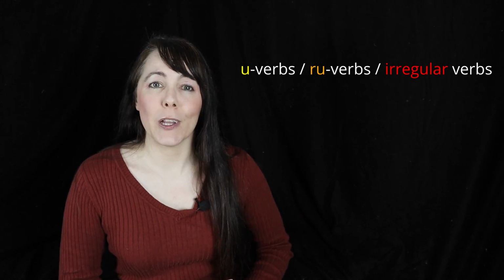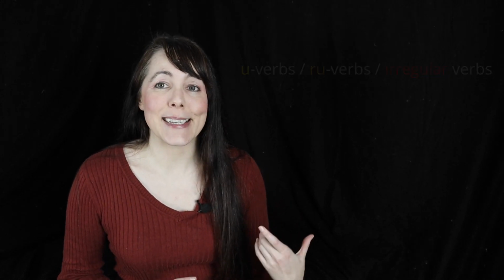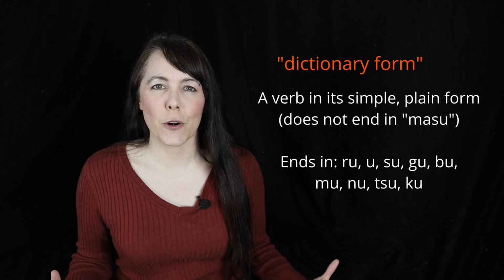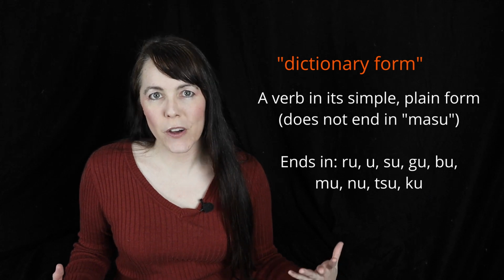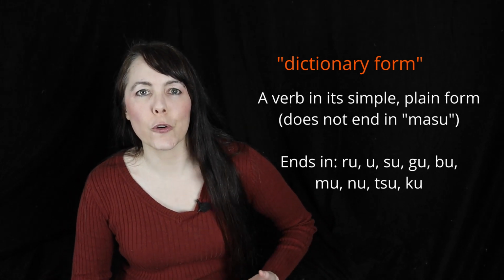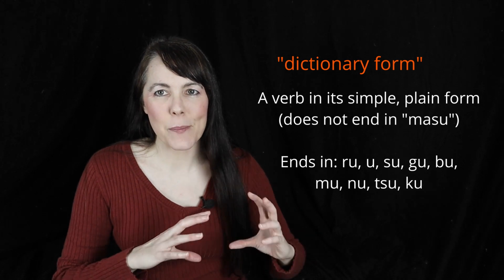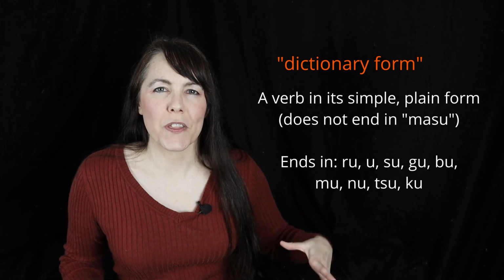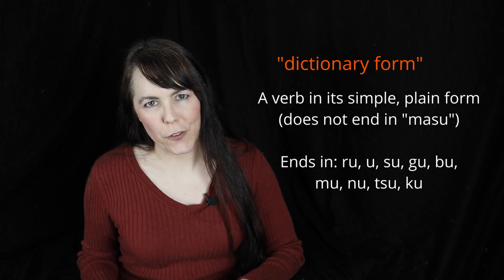So this term came up a lot in the last set of lessons, dictionary form of a verb. That's basically the unadorned version of the verb, but not in its masu form. So it'll end in a ru, or a u, or a tsu, or a gu, or a mu. It'll end in like some consonant followed by u, or just plain u by itself. So you always want to start with the dictionary form of a verb before you convert it to the potential form.